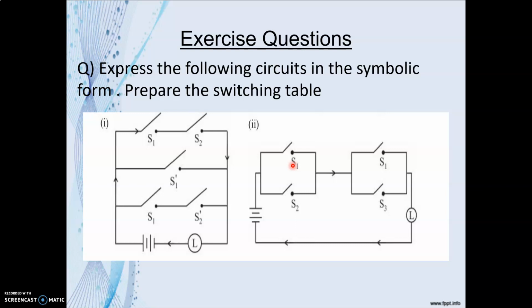Now some exercise questions. Express the following circuits in symbolic form. Prepare the switching table for these two questions.